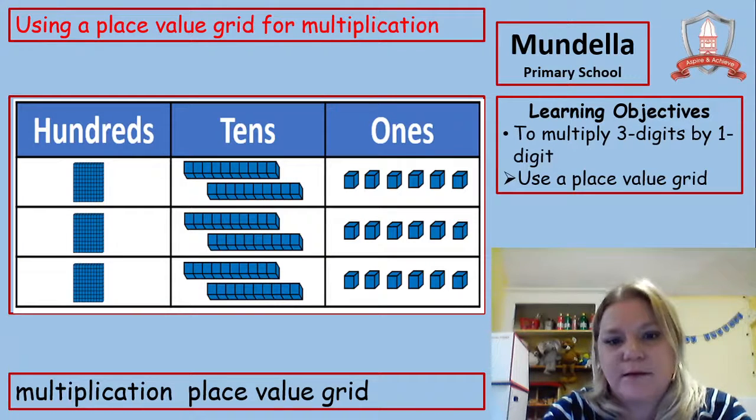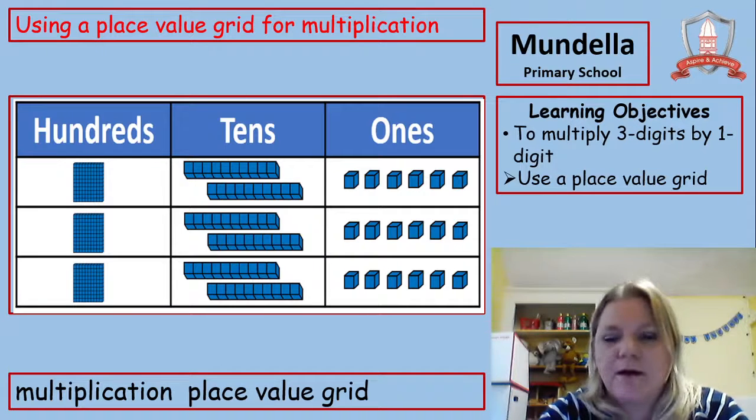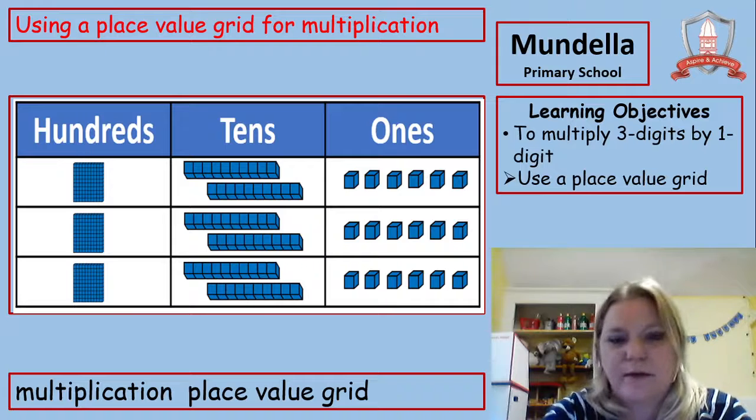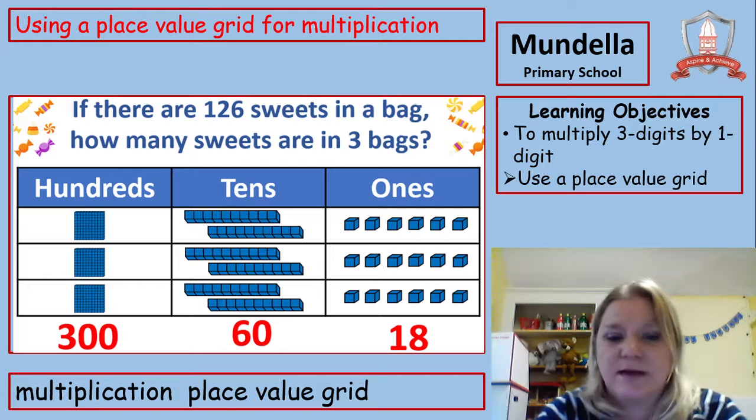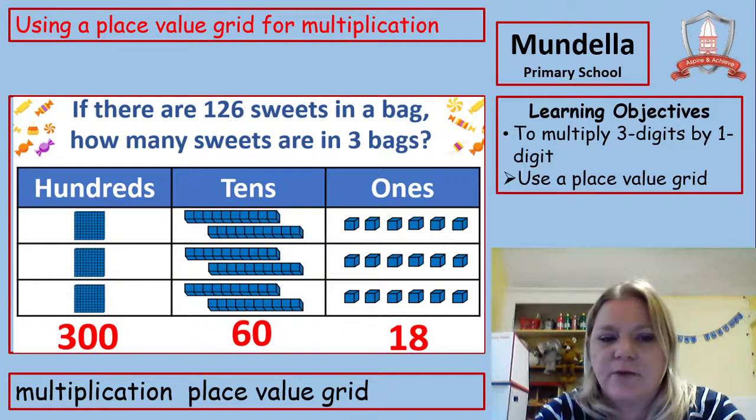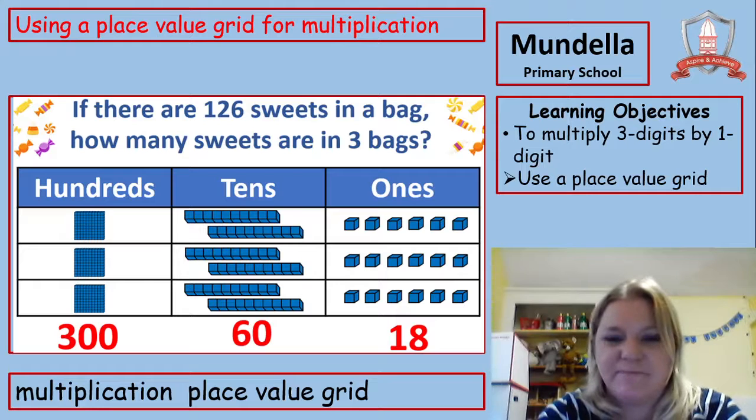So now all we need to do is count how many ones we've got, how many tens, and how many hundreds we've got altogether. So there's 18 ones, 6 tens, which is 60, and 3 hundreds, 300. If we add all of those numbers together, you should have 378. So 126 multiplied by 3 is 378. Did you get that right? Thumbs up if you did.